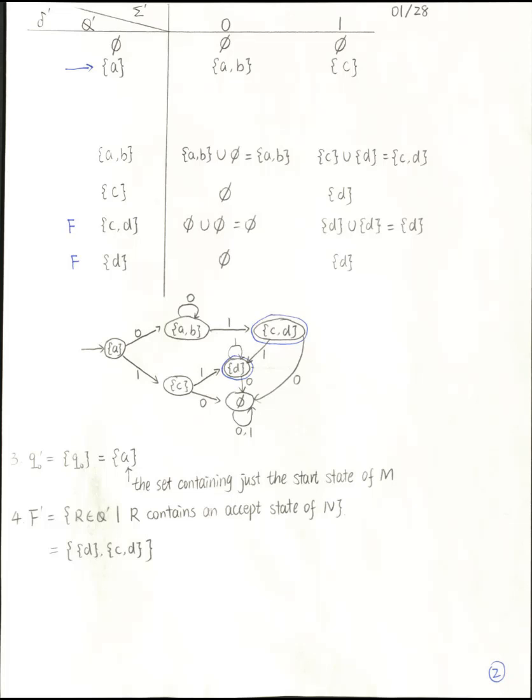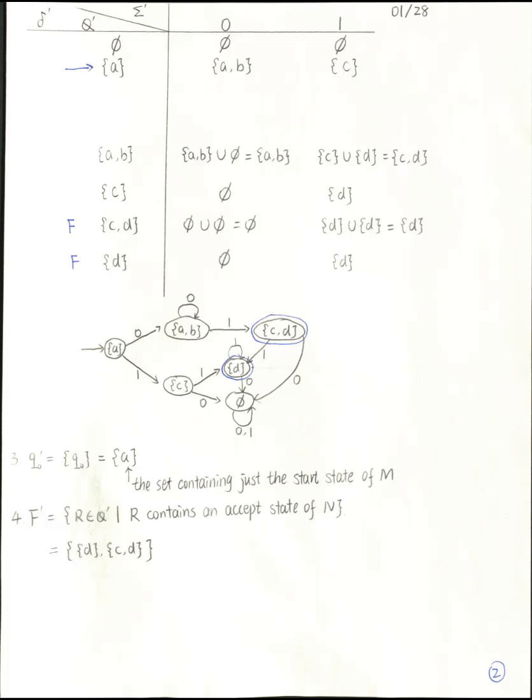Now the states A, B, and C are new states. These states are reachable from my start state. So I put these new states into the left column. The left column holds all the states that are reachable from this start state through some string. And I need to do the computation, the transitions, for each of the reachable states.